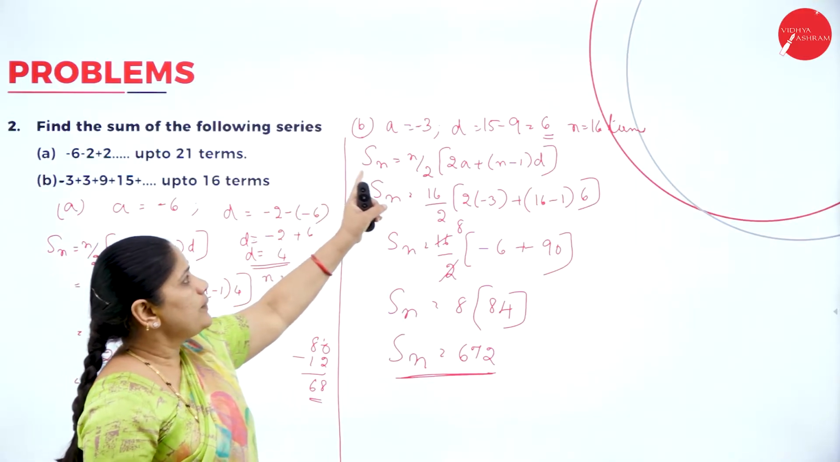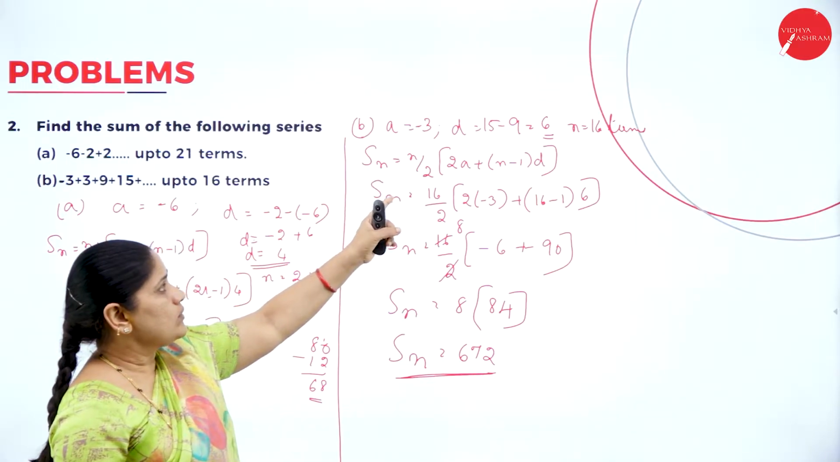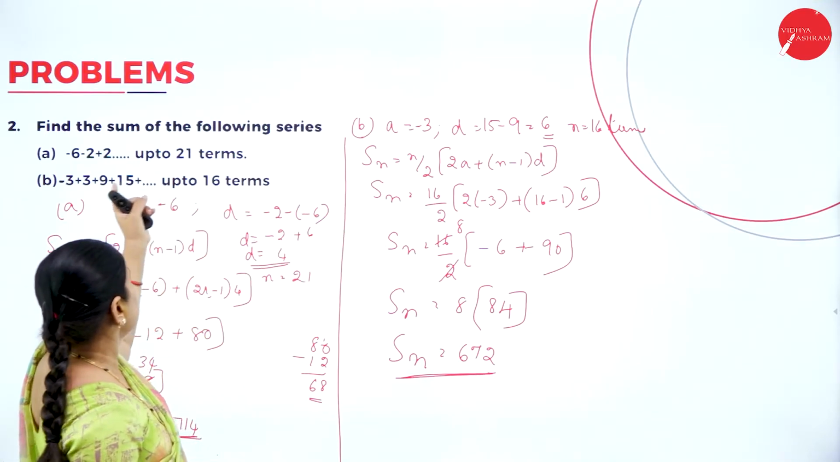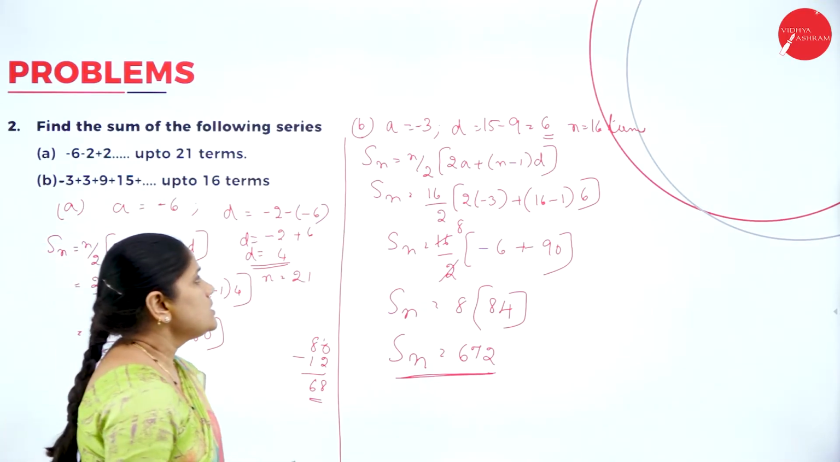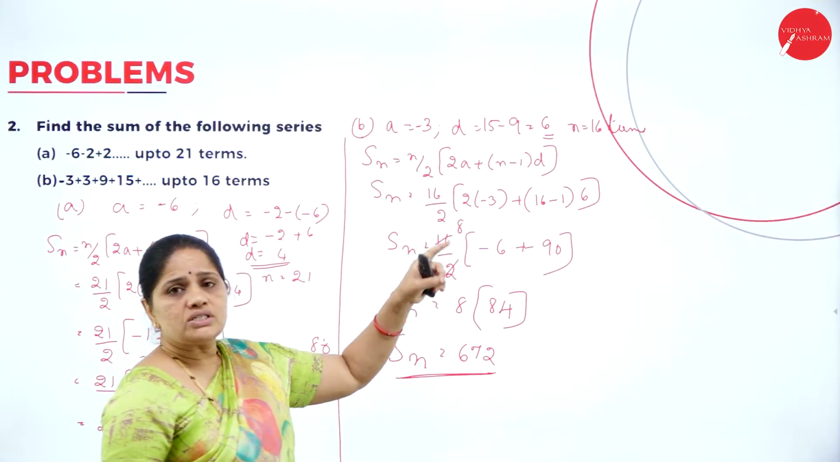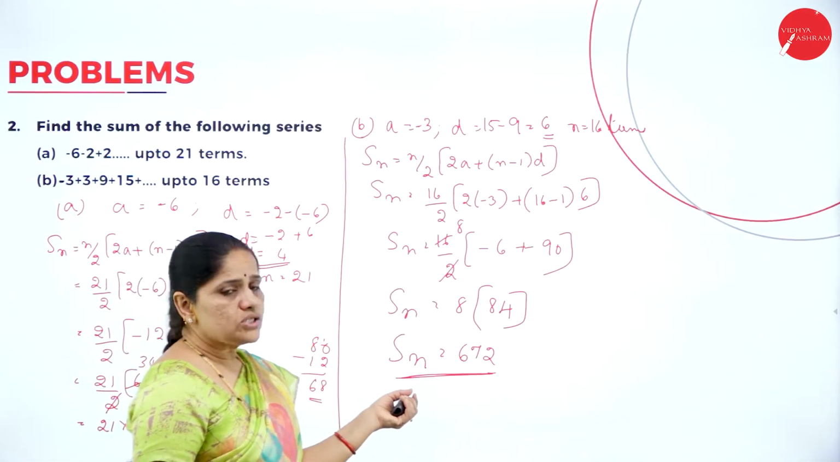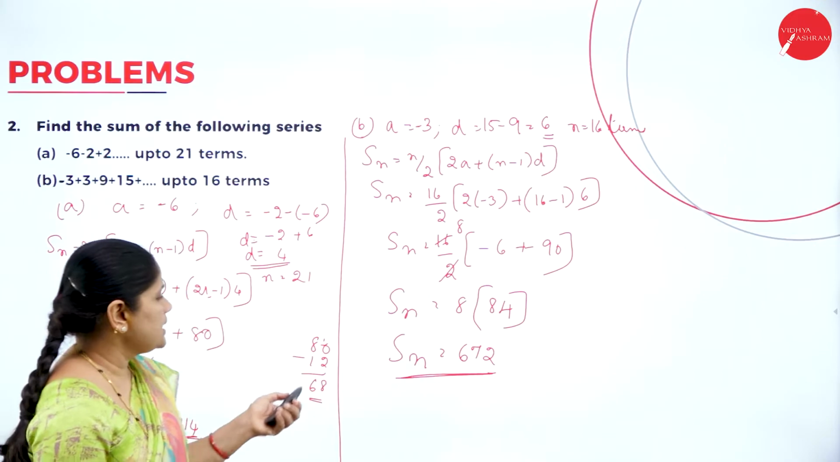So, when A equals minus 3, D equals any number. You can take any two consecutive numbers. So, 15 minus 9 is 6, and n equals 16 terms. So, Sn we get as 672.